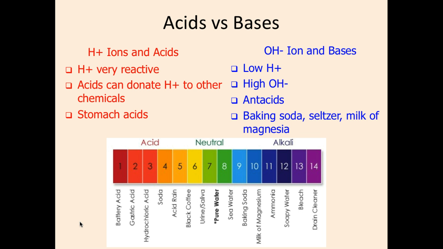Hydroxyl ions are going to make up bases. They're going to have more hydroxyl, OH minus, than hydronium, the H plus. They're going to tend to be bitter tasting. They're going to tend to be greasy. Examples include antacids, baking soda, milk with magnesium. Everything on the darker green to blue and purple on the scale are bases.